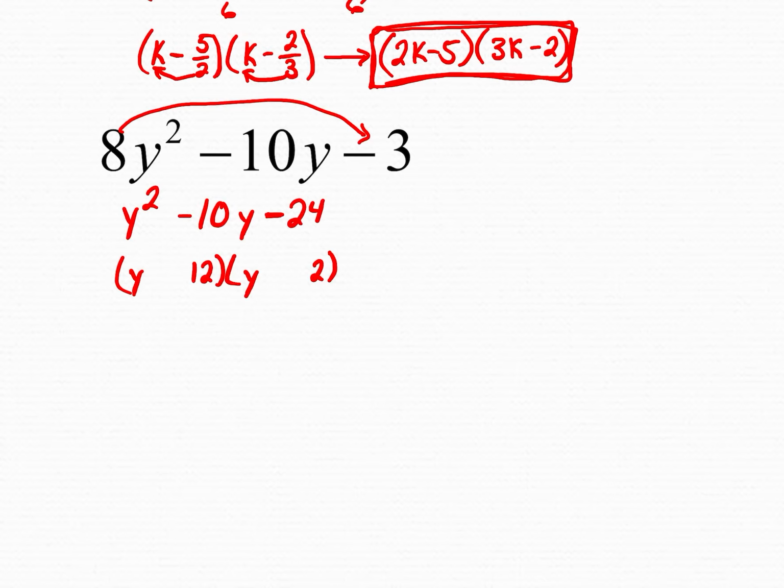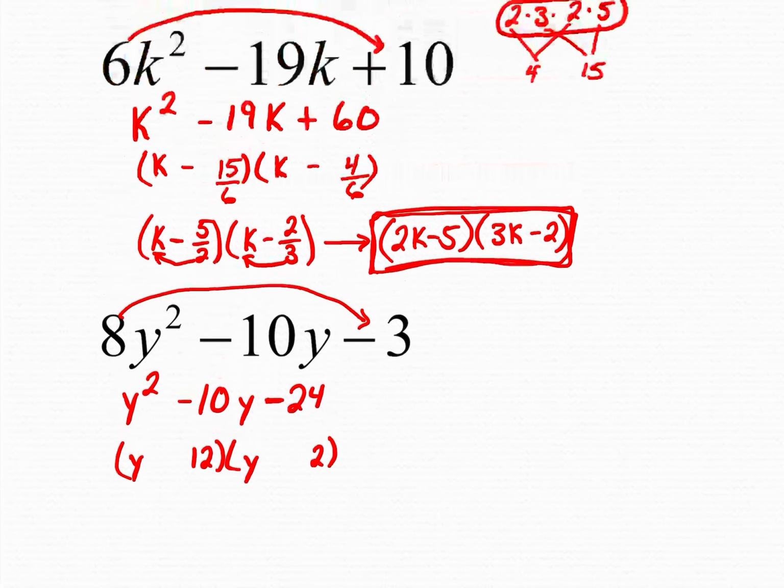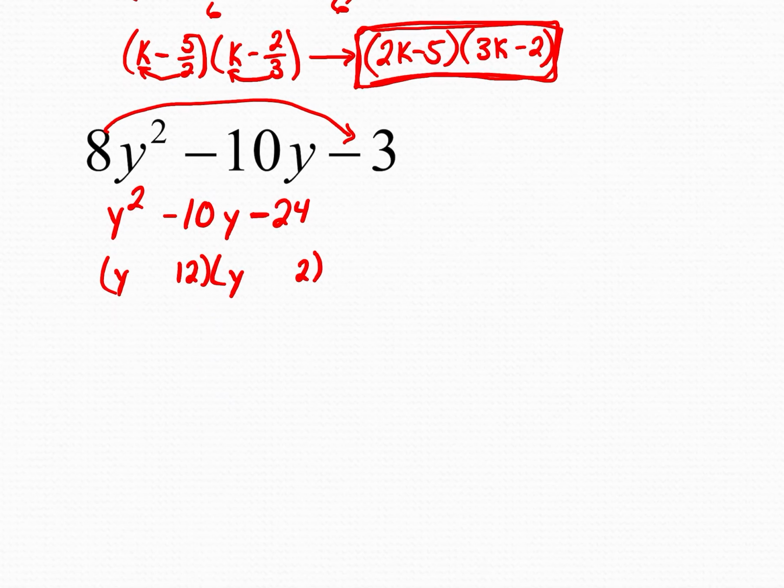And so then we can put our signs in. So again, because this sign is subtraction, it tells us the signs are different. This one goes to the biggest number. So the 12 is negative, the 2 must be positive. And then again, we're going to divide by 8. We multiplied by 8, so we divide by 8.